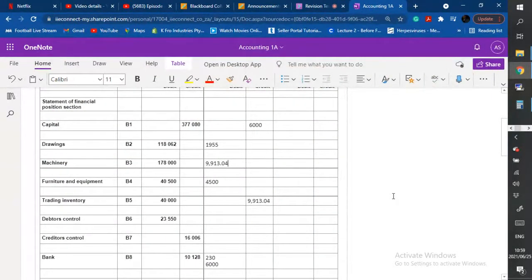Then the last one says the outstanding debt of a debtor of 684 must be written off as irrecoverable. Input VAT may be claimed back from SARS on this credit loss. They didn't need to tell you that. So what they're basically telling you is we need to write off. We haven't done it yet.